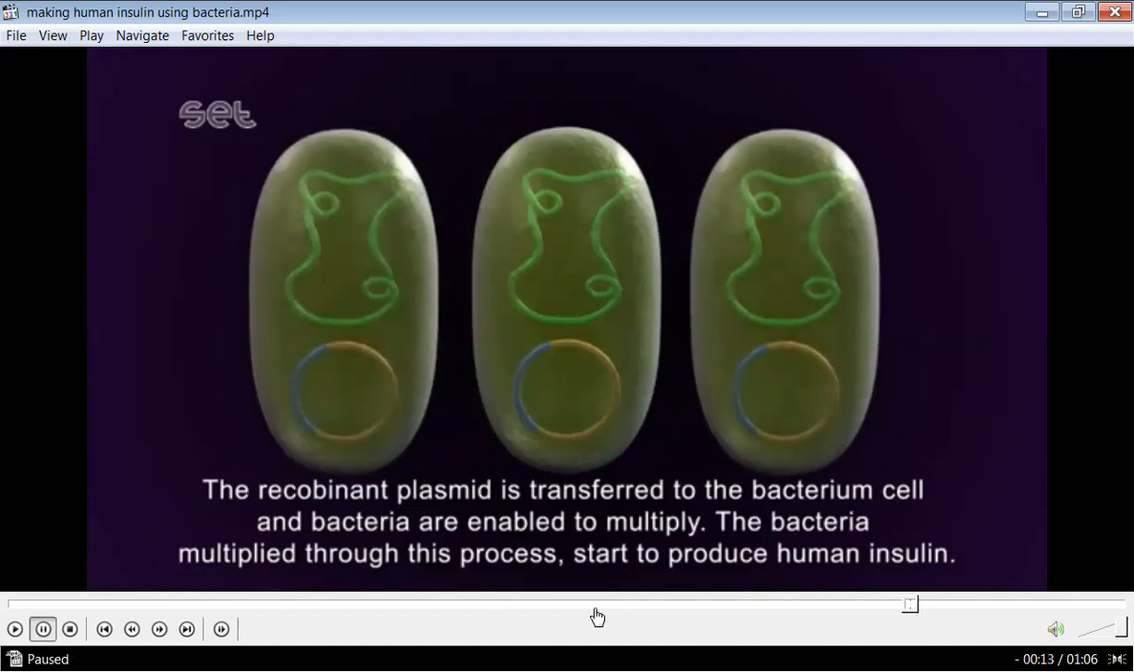For the blue one, is it a human cell? Human insulin, a gene from the DNA. Ah, I thought it was bacteria too. No, they took the insulin gene from the human pancreas, okay? Then they extract the gene and inject it into the plasmid.